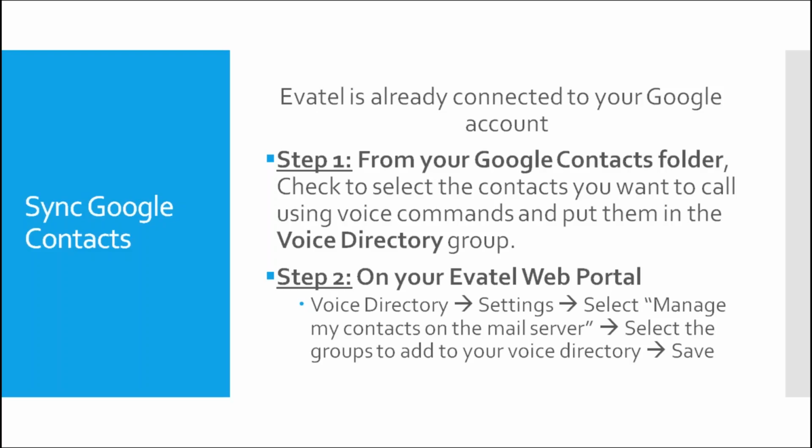Once you're done categorizing your contacts, you can go to your Evatel web portal and click on Voice Directory in the main menu, and then on Settings in the Voice Directory page. From there, you choose to manage your contacts on the Google Mail server. Once you select that, a list of your Google contact groups that you just created will appear. You can select the groups that you had created previously and click on Save. And that's it. The selected contacts and groups will be in your Evatel voice directory.